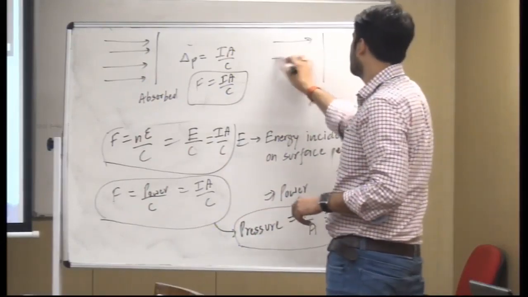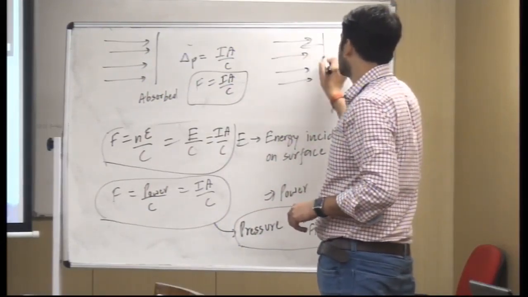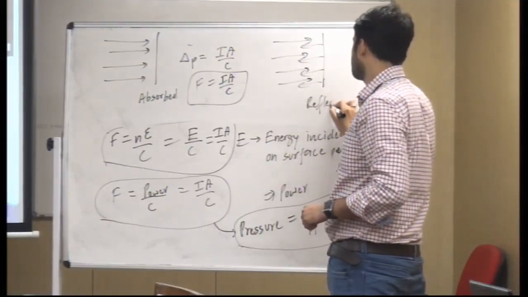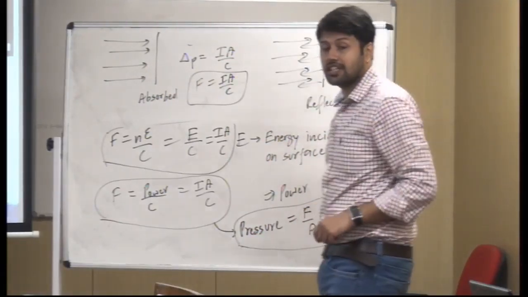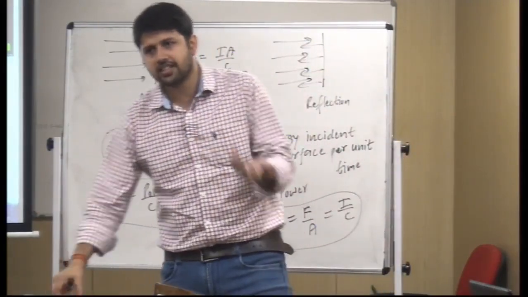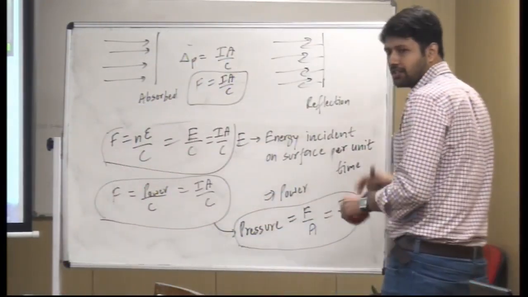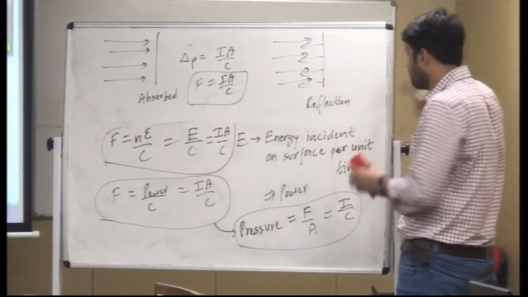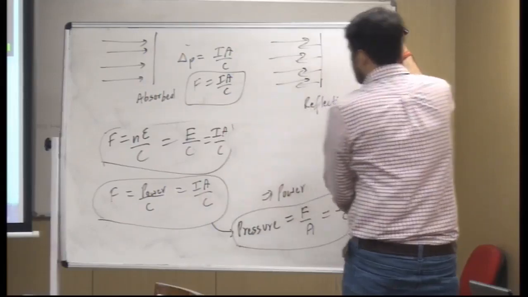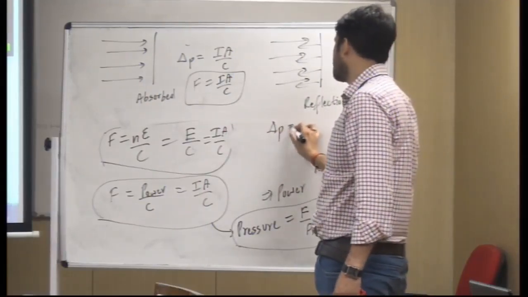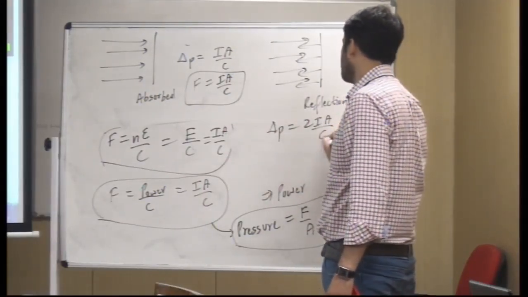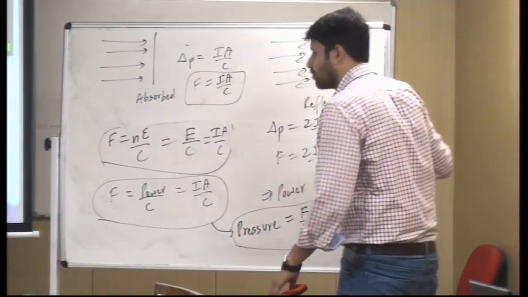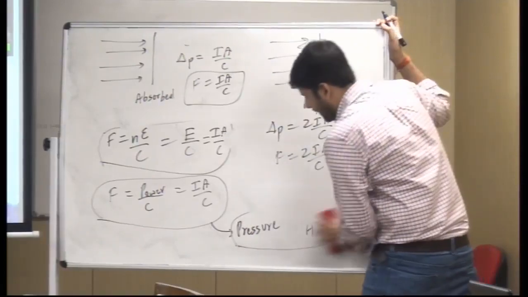But if there is reflection, what happens in reflection? No, the change in momentum is twice. Direction change. Right? Because of direction change? Yeah. Final momentum would be in the opposite direction. So the change in momentum would be twice IA by C. So force would be twice IA by C, while pressure would also be double. Right?